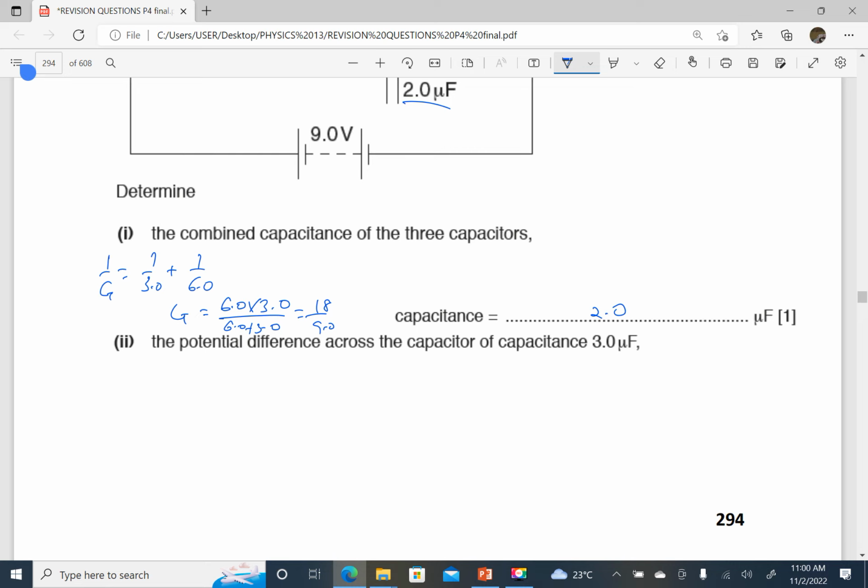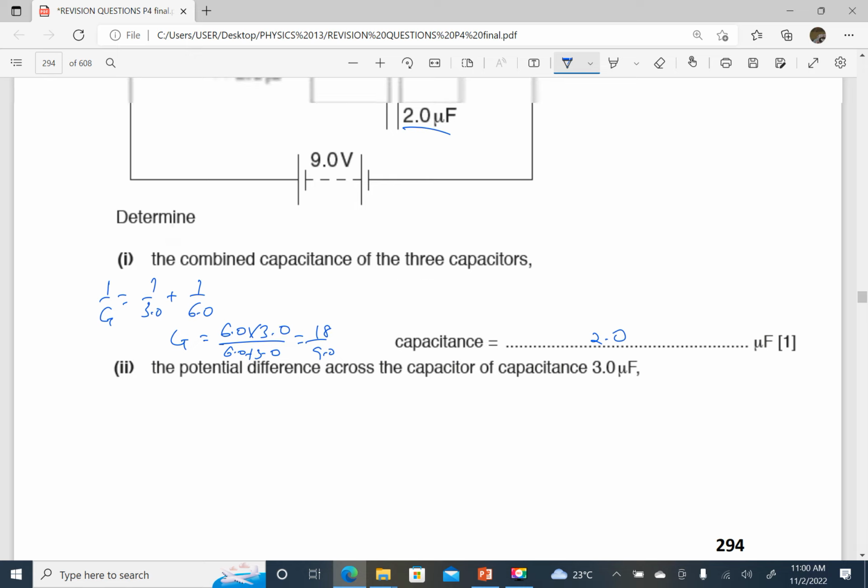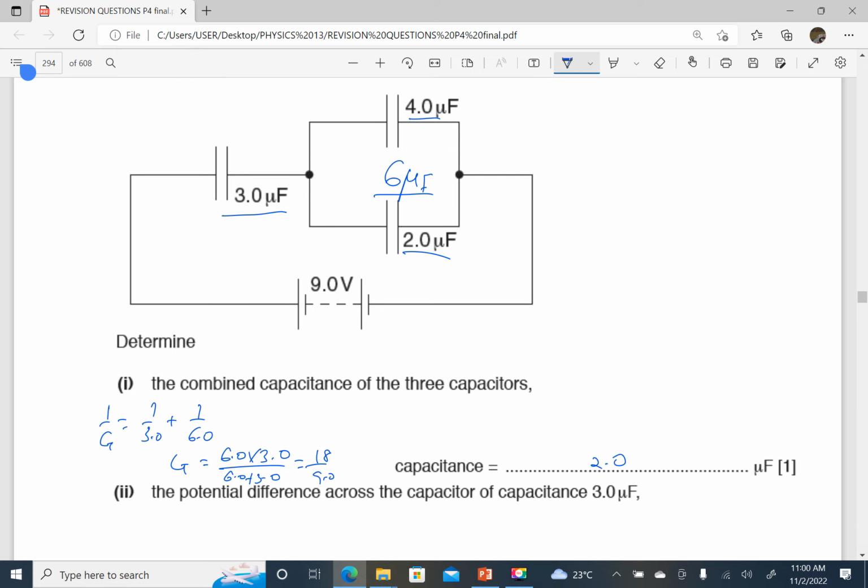Determine the potential difference across the capacitor of capacitance 3 microfarads. So I want you to note again that the capacitor of capacitance 3 microfarads is in series with the battery, so it receives all the charge. So we can find its PD by using total charge and total capacitance. That's number one. Number two, we also know that total charge on the capacitor of 3 microfarads is the same as total charge in the parallel combination. But for the parallel combination, total capacitance is 6 microfarads. So the charge is the same.